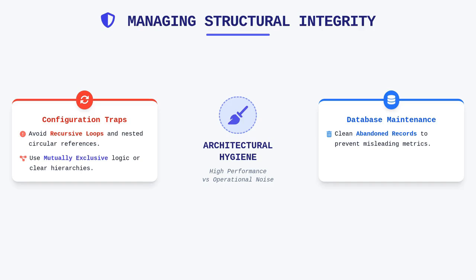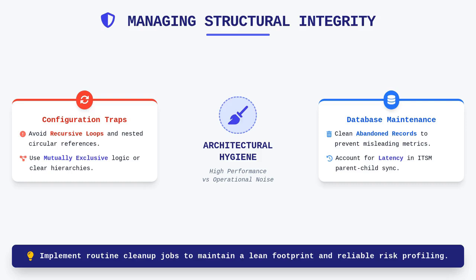Another issue that often surfaces during massive remediation campaigns is the accumulation of abandoned grouping records that lack active vulnerable items. These records clutter your dashboards and can lead to misleading metrics regarding your organization's risk profile. You should implement routine cleanup jobs that specifically target empty or inactive groups to keep the database footprint lean. Furthermore, when syncing groups with external ITSM change requests, ensure that your parent-child synchronization logic accounts for the latency between security updates and IT operational task completion. This focus on architectural hygiene ensures your vulnerability response platform remains a high-performance tool rather than a source of operational noise.